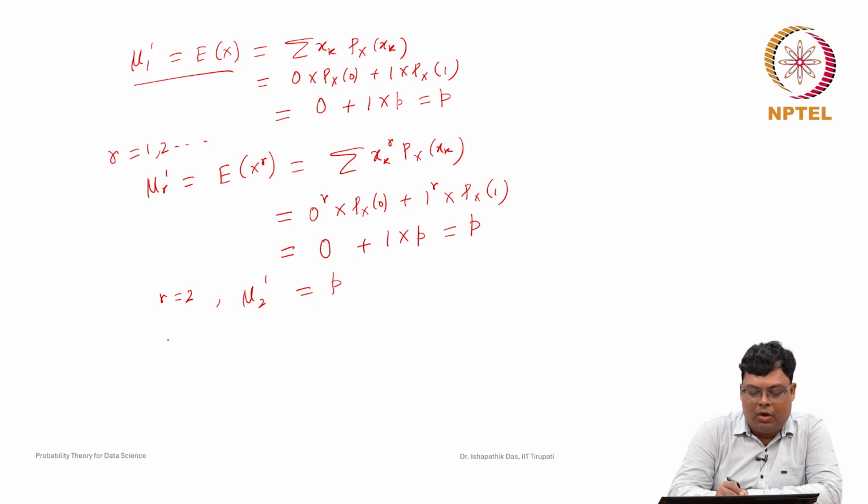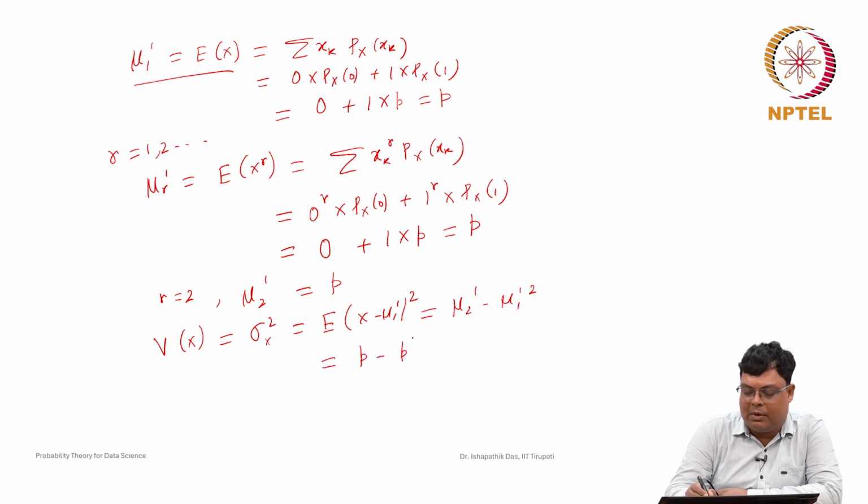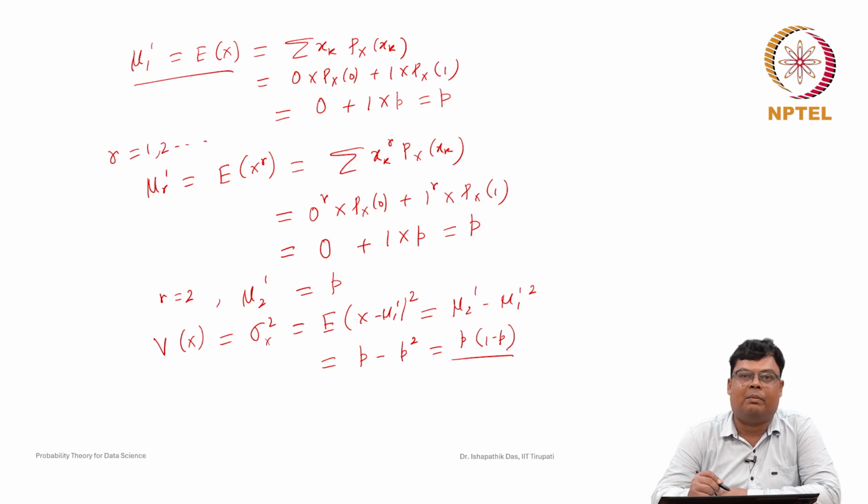It is important because suppose we want to find the variance of this random variable X. Basically, it is the expected value of (X minus mu 1 dash) whole square, but we know the simplified formula: it is mu 2 dash minus (mu 1 dash) whole square. Mu 2 dash is p and mu 1 dash square is p square, so this is equal to p into (1 minus p). This is the variance of this random variable.